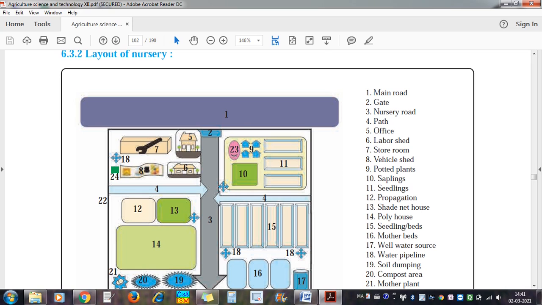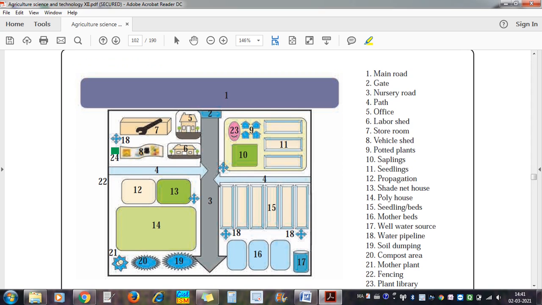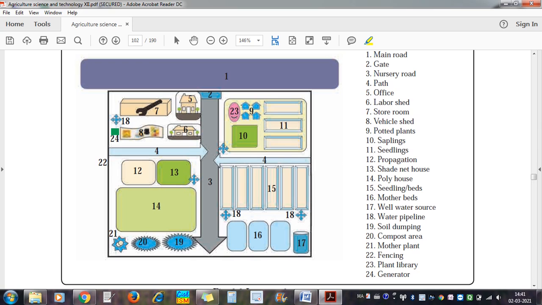Hello everybody. Let us resume the topic of nursery management. We are going to study the next part of this nursery management, that is the layout of a nursery. Now, one figure for this layout has been given in your textbook. Have a look at this layout.